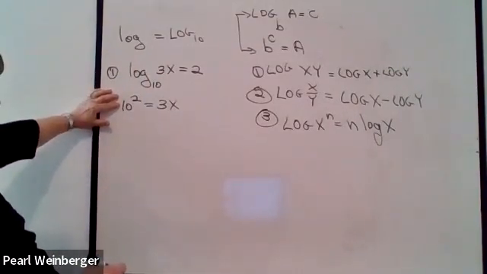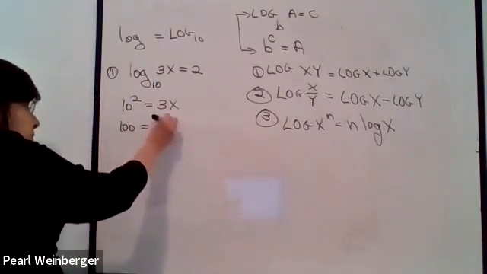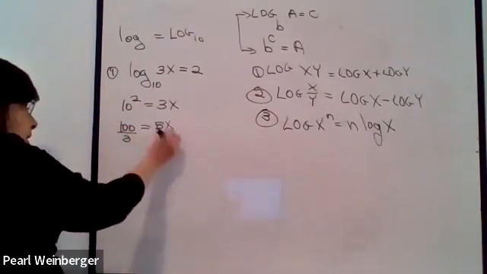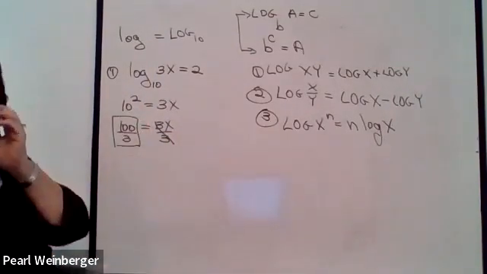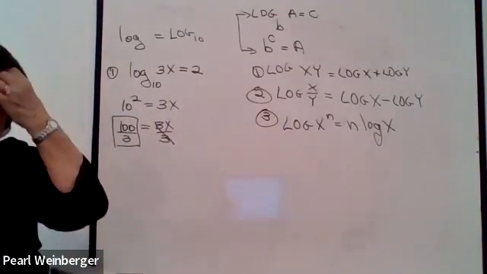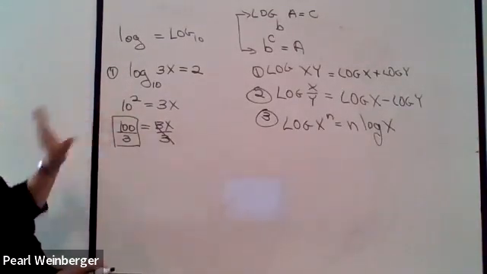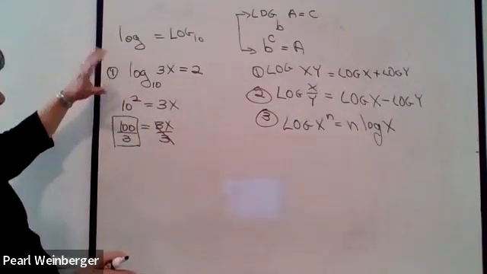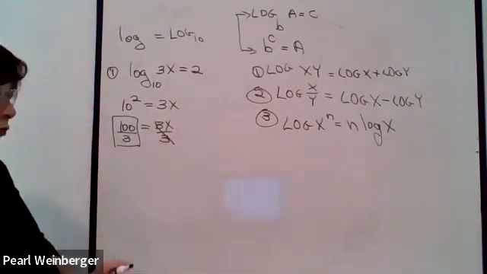First of all, 10 squared we know is 100. So this is giving me 100 equals 3x. And then I divide everything by 3. And my answer is, as a fraction, 100 over 3. And you can leave it in fraction form. You could change it to decimal, but usually, especially in a multiple choice test, they probably would leave this as the answer. So this log equation can be solved by switching it to exponential form.